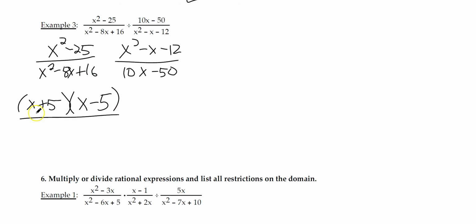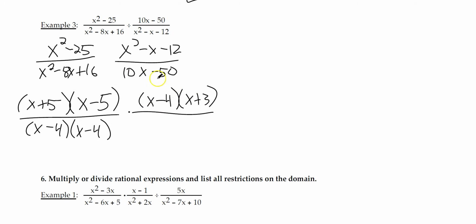The denominator, that'll be x minus 4 and x minus 4 times the numerator. It'll be x minus 4, x plus 3, and divide, take the 10 out, and x minus 5. So this is full factorization. This is the prime factorization, except for the 10. And now there's no x plus 5. There is an x minus 5. There's an x minus 4. And no x plus 3.